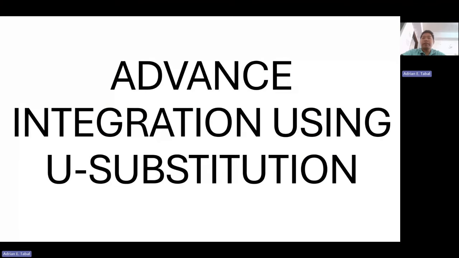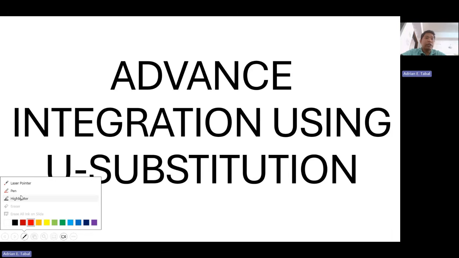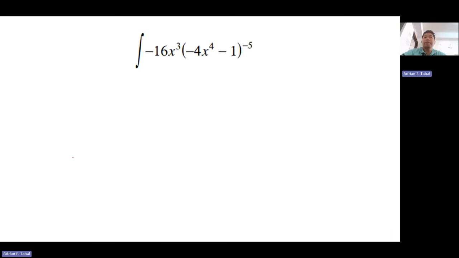Let me share my screen first. Advanced integration using U substitution. I have here, I think, 5 examples for this topic.